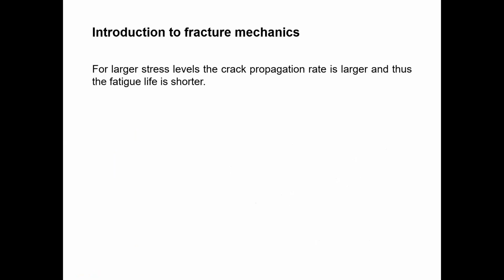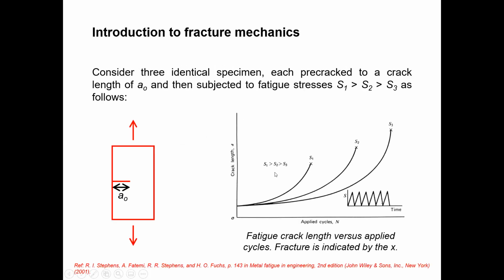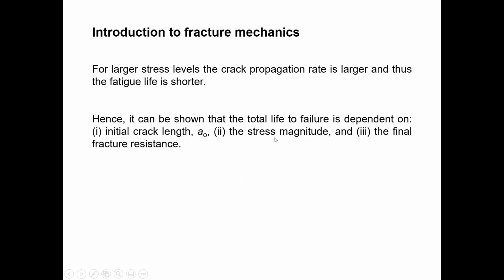I already explained that the larger the crack propagation rate, the shorter the fatigue life, and these are the factors. Hence, it can be shown the total life to failure depends on the initial crack length, that is A naught, and the stress magnitude. If the magnitude varies, the crack length also varies and the fracture point also varies. So stress magnitude and the final fracture resistance, those are the main three factors that govern the total fatigue life.